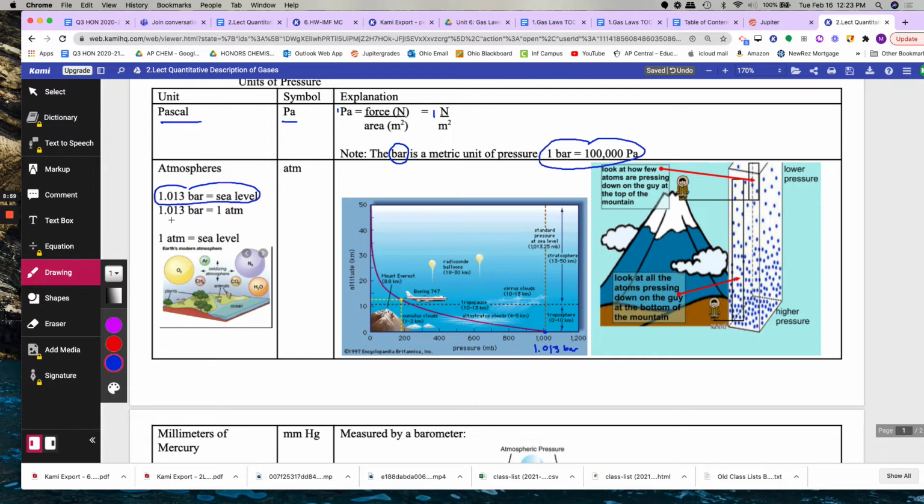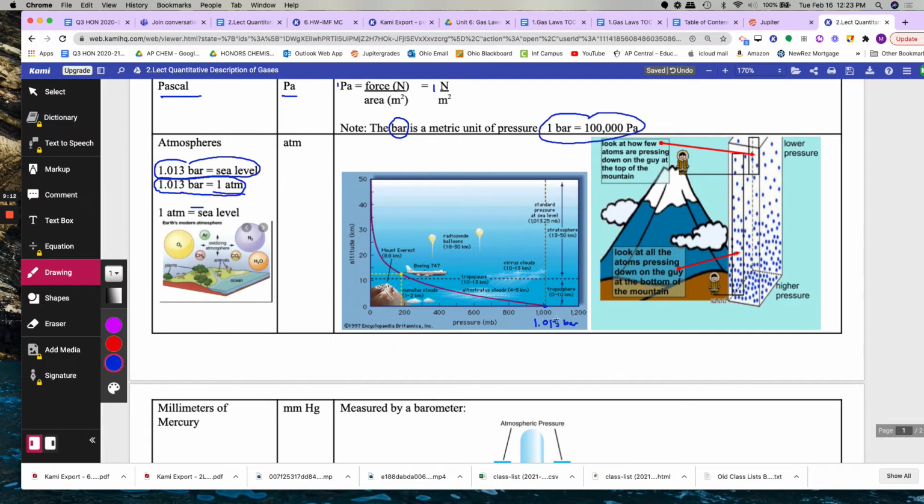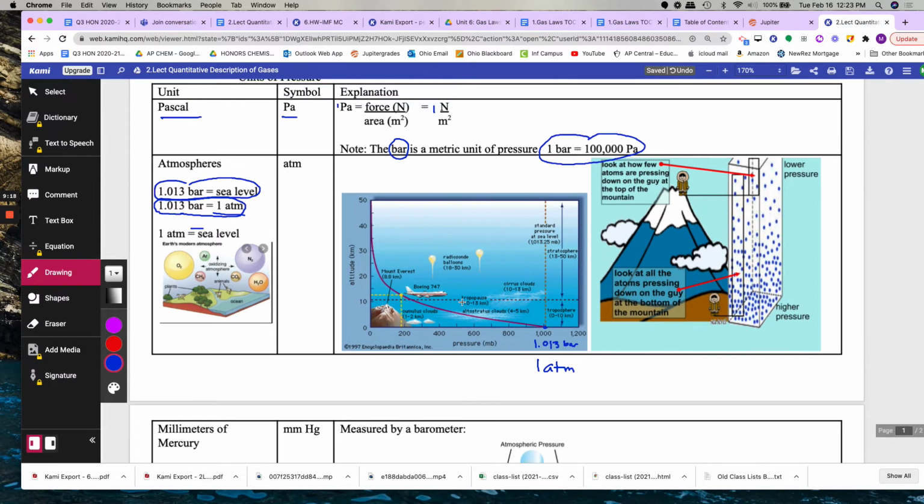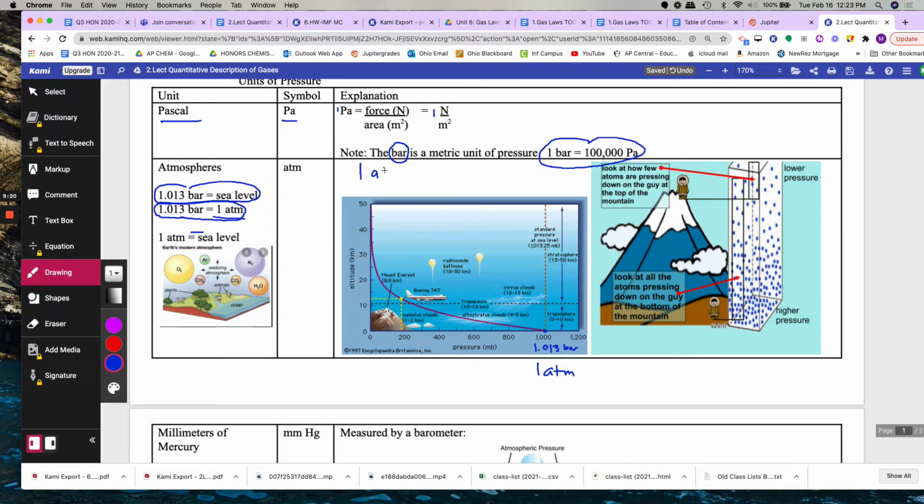It's not very convenient to say 1.013, it's just too much. So we're going to call that 1 atmosphere. From now on, instead of saying 1.013, we'll just say 1 atmosphere. They're equivalent to each other. So at sea level, you're experiencing 1 atm of pressure. So 1 atm is equal to sea level, and that's what you should remember.